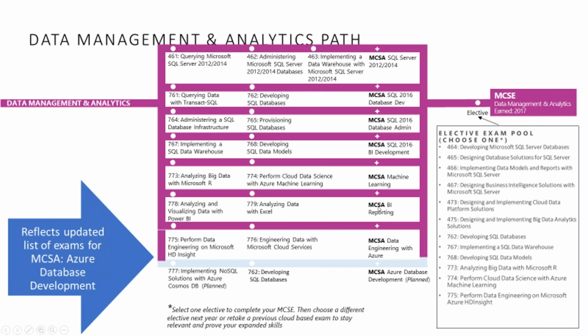The elective, just for your information, that I'm going to take is the 467, which is Designing Business Intelligence Solutions with Microsoft SQL Server. That's the one that I chose. As far as the other ones, they're all really good to have a good grasp of. It's up to you which one you want to take, but I would take something that fits your skill set, and again, just go take it.